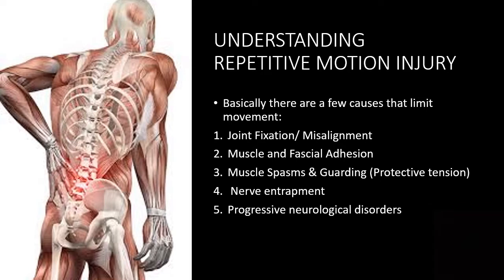Muscle spasms and guarding. This is usually due to protective tension and is the result of an acute injury process. So think of things like acute back spasms. They are almost always due to some form of injury to the disc. Next, we have nerve entrapment, and finally, progressive neurologic disorders. So the top four, 1, 2, 3, and 4 here, are the most common things that we see in clinic and represent 80 to 90% of the musculoskeletal joint and muscle pain syndromes that we see in clinic.